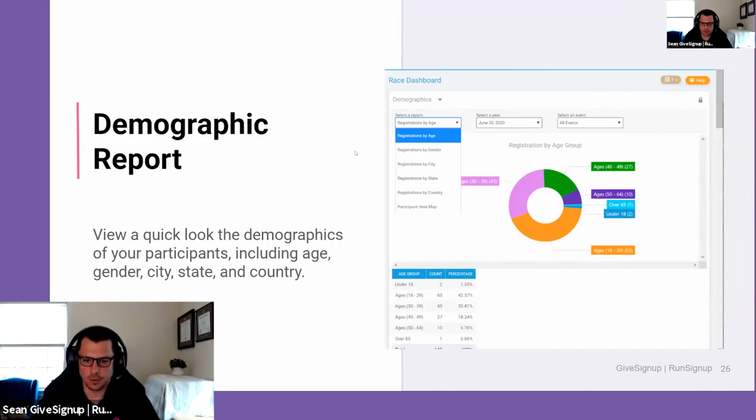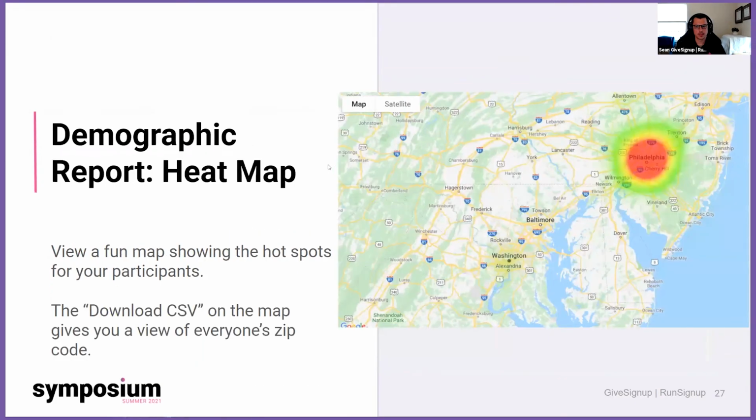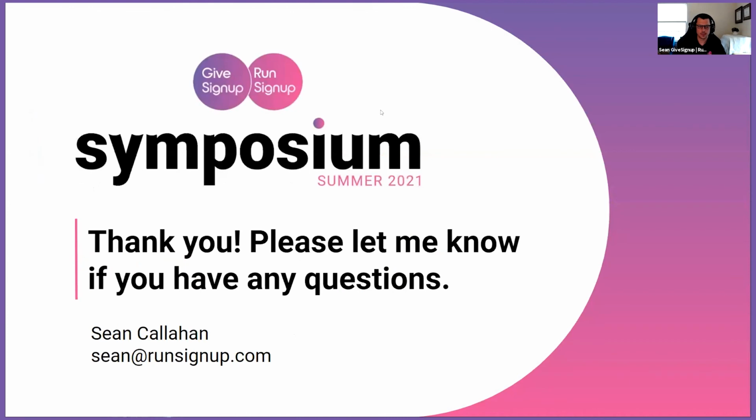Demographics report, which is great for retargeting as well. This can be broken down either by age, gender, city, state, or country. And then my personal favorite is the heat map. This is a fun way just to see what it looks like for your event around the country. This pulls down everyone's registration zip code and then it populates it onto a map.